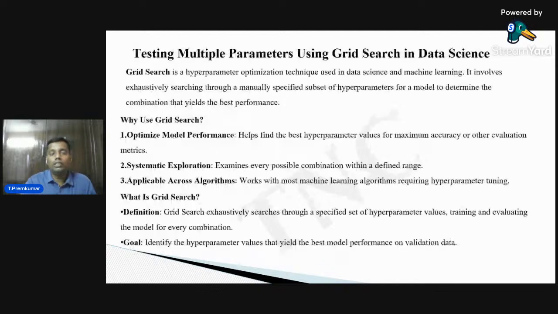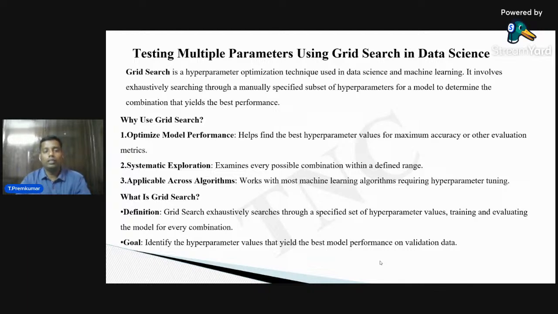And the next one is testing multiple parameters using grid search in data science. So what we can say about grid search is that it is a hyperparameter optimization technique used in data science and machine learning. It involves searching through a manually specified subset of the hyperparameters of a model to determine which combination gives the best performance.